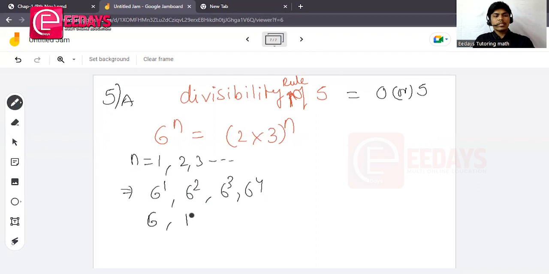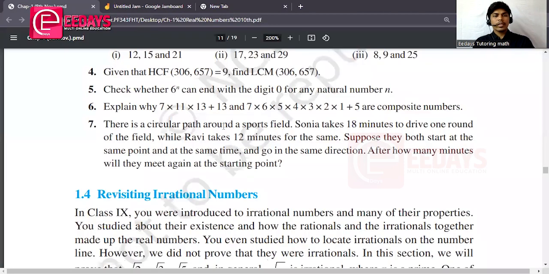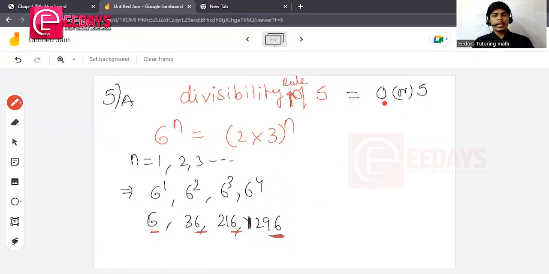6 power 1 is nothing but 6. 6 square is nothing but 36. If you multiply 6 into 6 into 6, you'll get 216. And 6 into 6 into 6 into 6, you'll get 1296. Observe carefully here: the numbers end with 6. But in the question they asked for it to end with the digit 0, and nowhere are we seeing a number ending with 0.